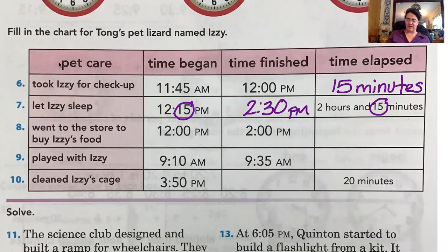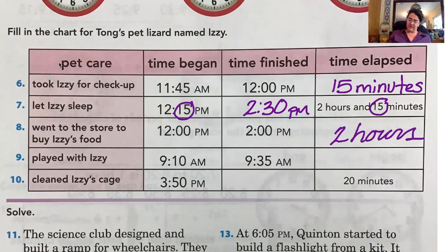All right, second graders. Then we go to the store to buy Izzy's food. We go at 12 and we're back at 2. How much time has passed? What's the elapsed time? Tino. 2 hours.